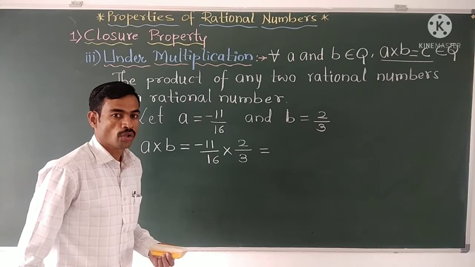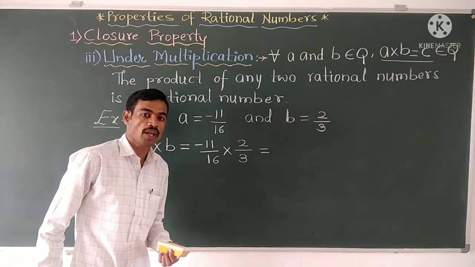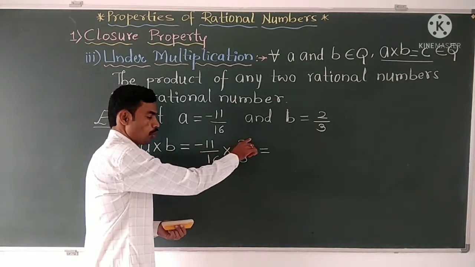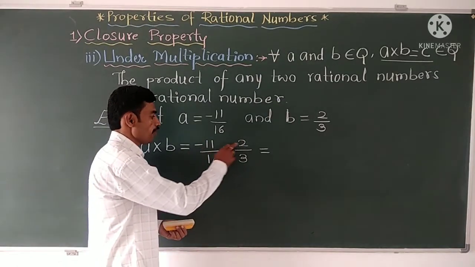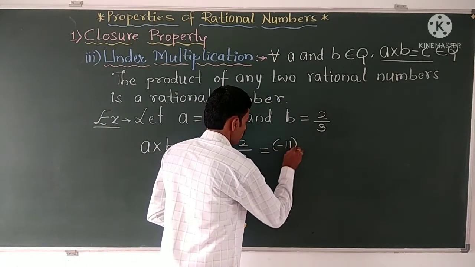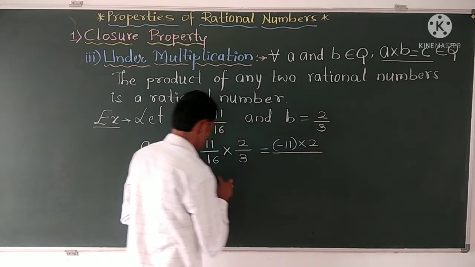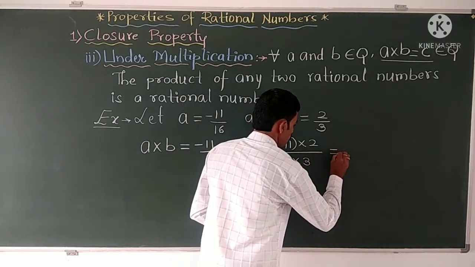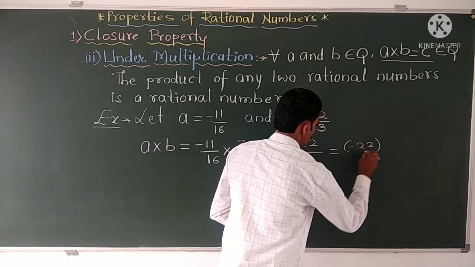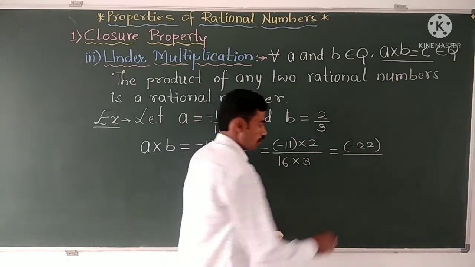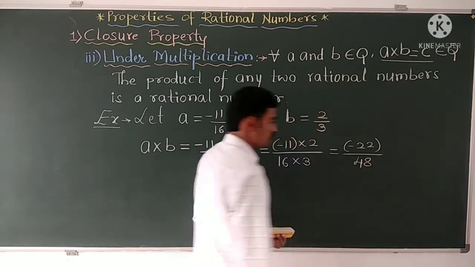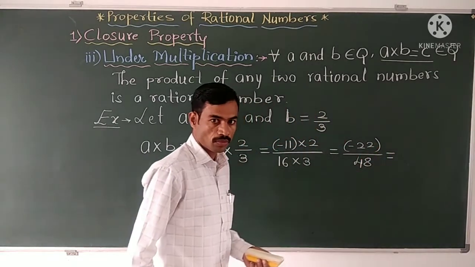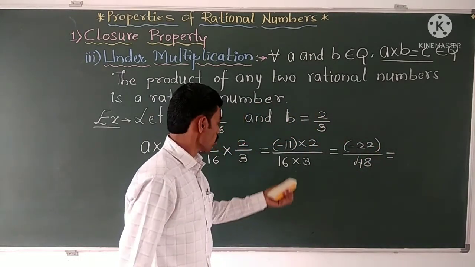So what do we have to follow here? We have to follow the rules of fractions that we have studied for multiplication. Clear? So numerator to numerator multiplication: minus 11 into 2, divided by 16 into 3. Eleven twos are minus 22, divided by 16 threes are 48. So this product, is it in the simplest form? No. Is it in the simplest form? No.